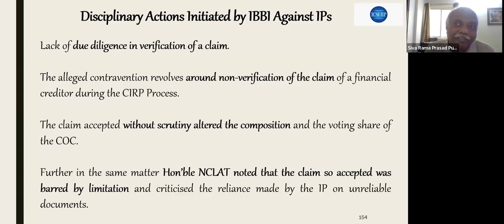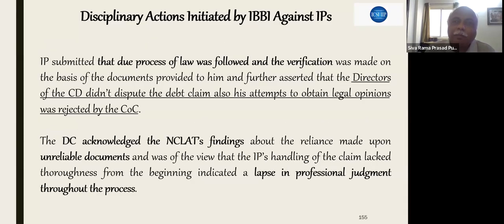So here, a number of case studies are to be built up. Different situations, different claims are submitted, whether to accept or not to accept, and if accepted, how much to accept, and if at all you reject, on what grounds. That also requires a lot of expertise for the IPs.